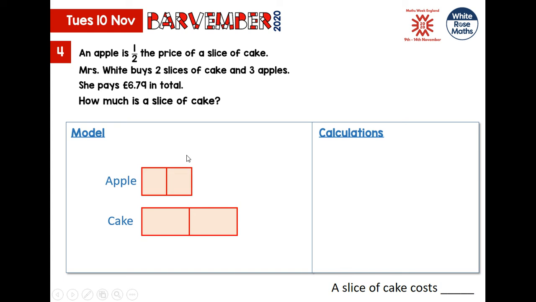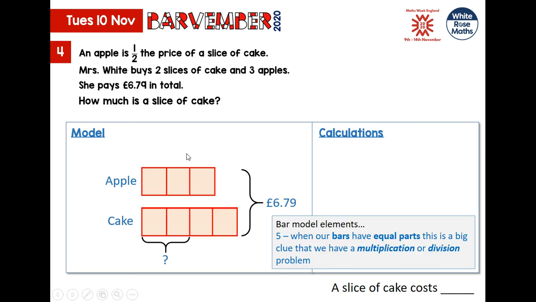We buy 2 slices of cake and 3 apples, 6.79 in total, so that's our curly bracket. And so we've got our equal parts here. This is classic bar modelling. We know we're going to have to do some multiplication or division. We know that 7 parts is represented by 6.79, so we're dividing by 7.